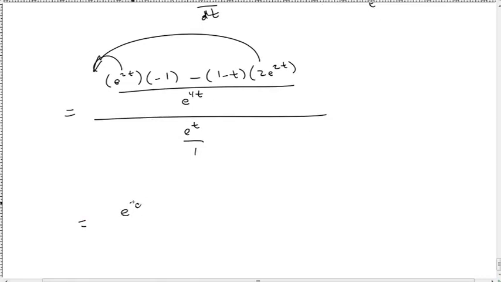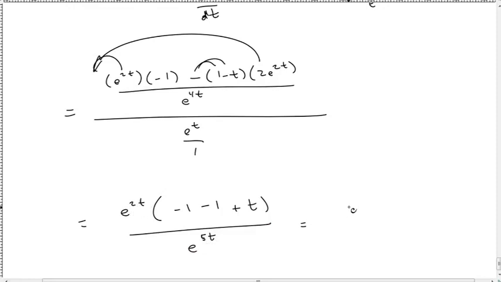So let's do just a little bit of simplifying here. I got a -1, and here, distribute. I got another -1, and then I got a positive t, and then all divided by e to the 5t. Well, then this guy here, 2 and 5, should actually cancel to make a 3. So I got -2 plus t, over e to the 3t now in the bottom.